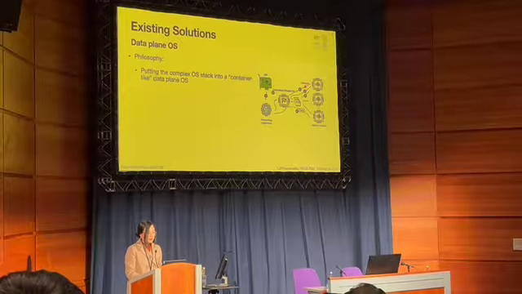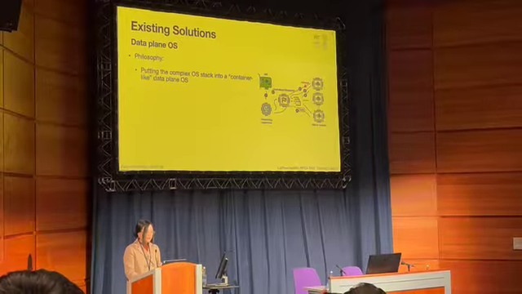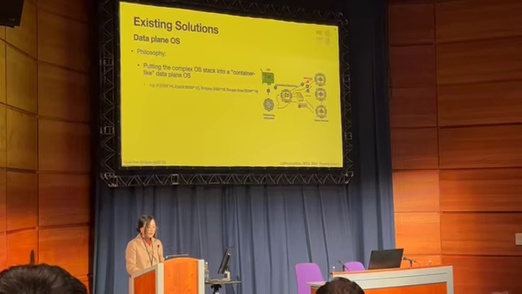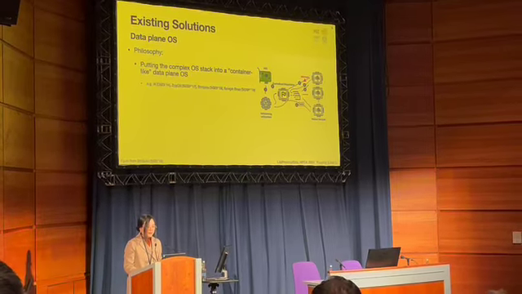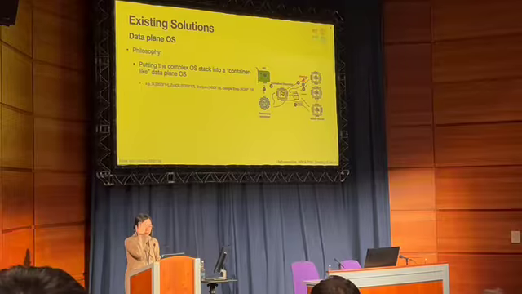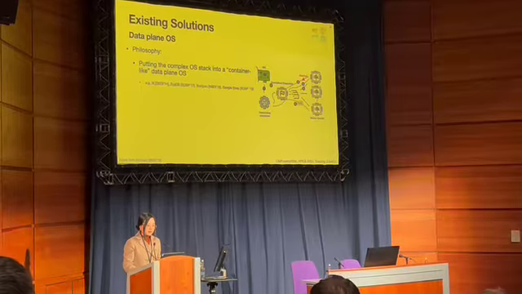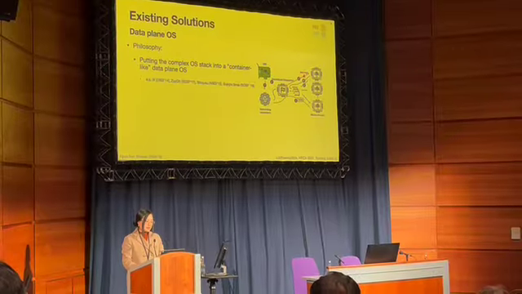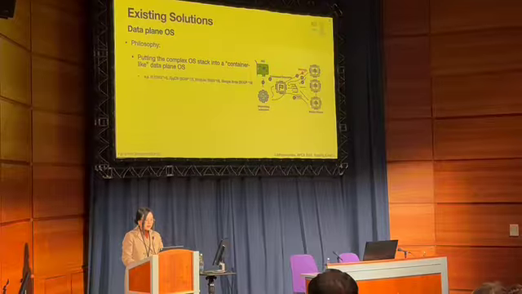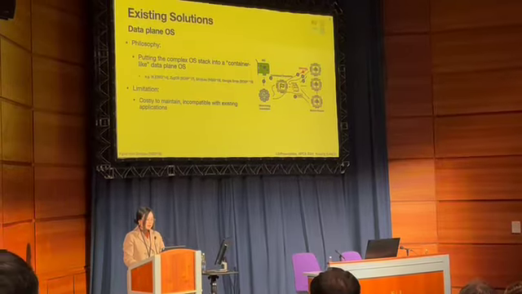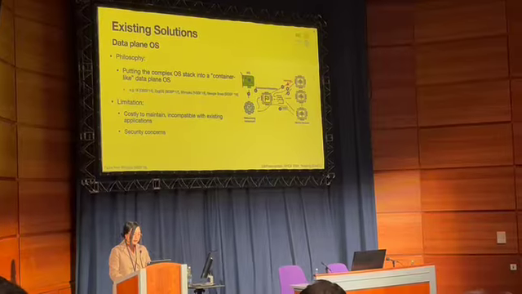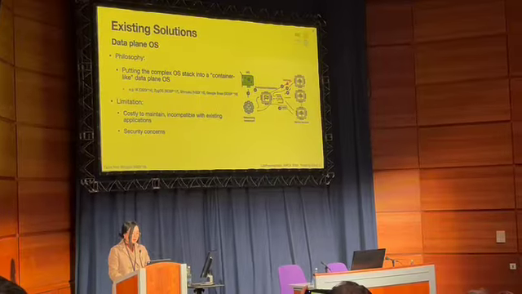One of the existing solutions is to design specialized data plane operating systems that can directly manipulate the hardware to improve performance. For example, Shinjuku was able to directly access hardware APIC timers to issue fine-grained preemption to worker threads. The philosophy of a general data plane operating system is to put the complexity of the OS stack into a container-like layer. Although these systems provide good performance, their kernel implementations cannot be easily changed and are costly to maintain, and they are often incompatible with existing applications and raise security concerns.